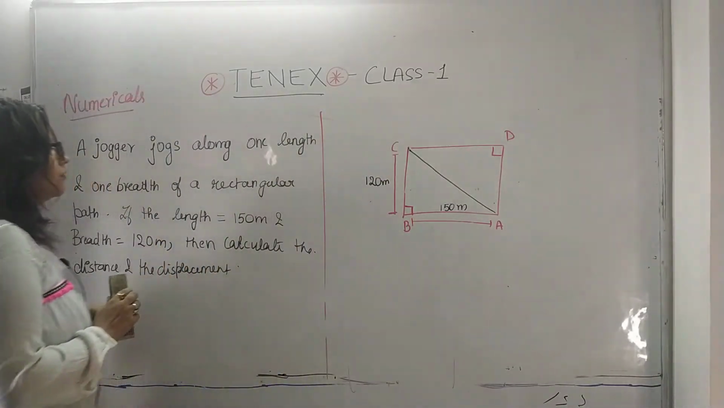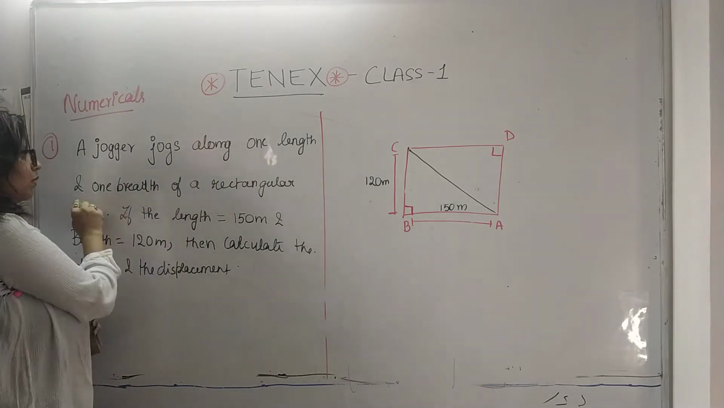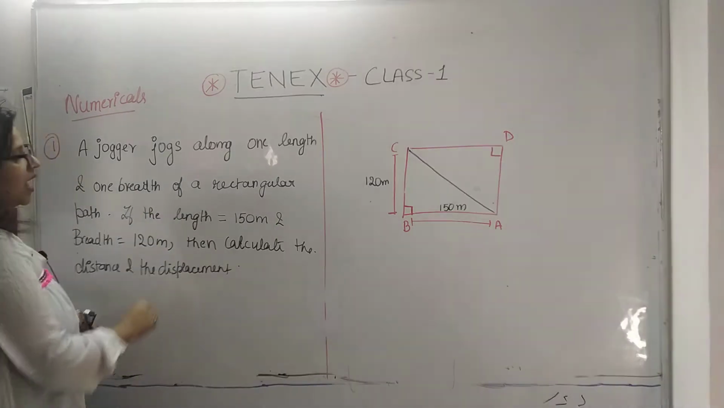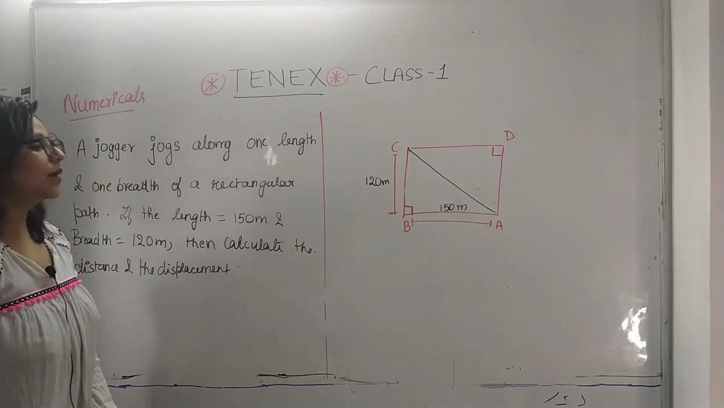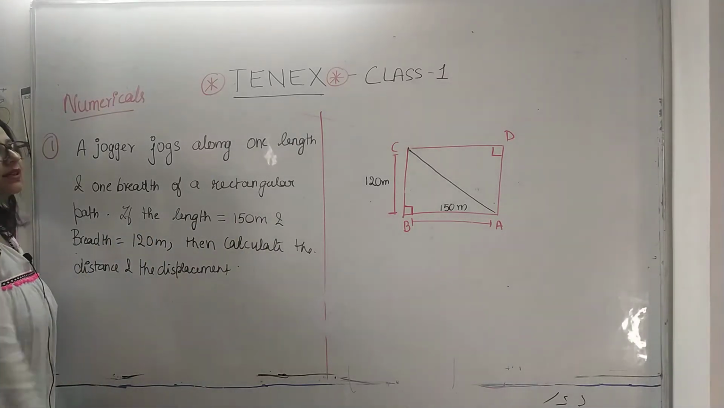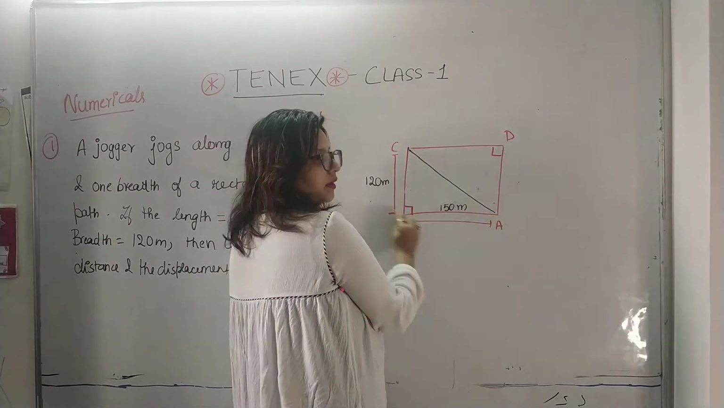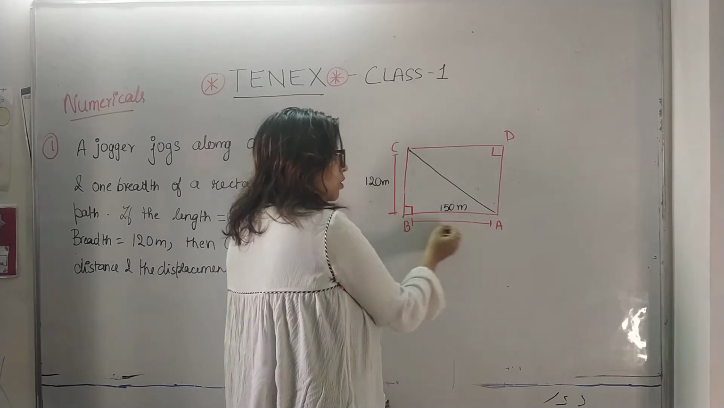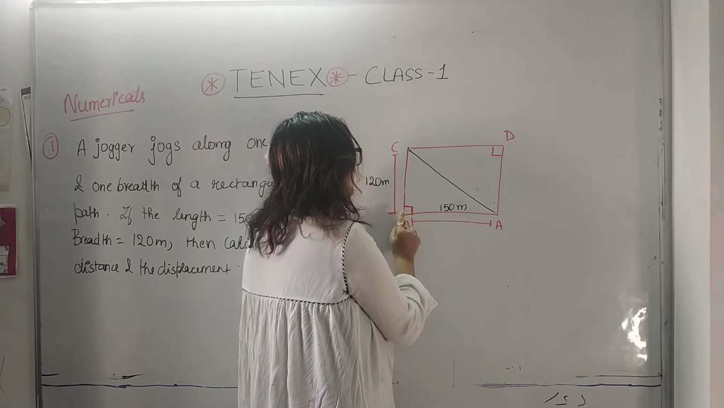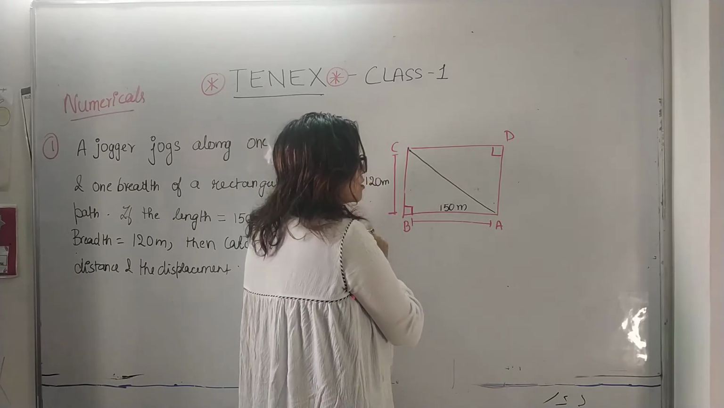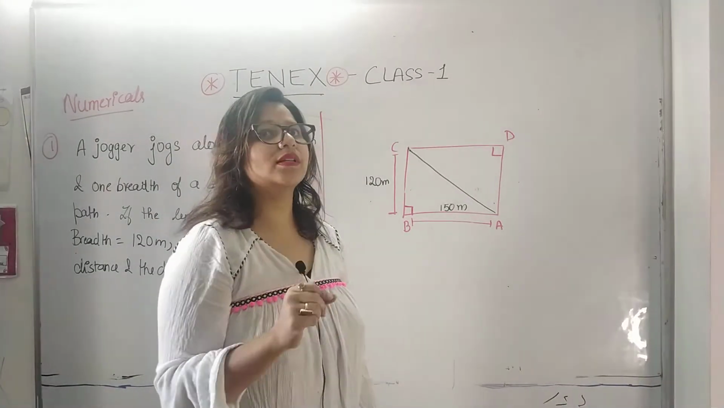Okay guys, so the first numerical that we are going to solve right now is that if a jogger jogs along one length and one breadth of a rectangular path, okay, and if the length of this path is 150 meters and the breadth of this path is 120 meters, then calculate the distance and the displacement. So guys, there is a jogger who jogs on this rectangular path, and he jogs for one length, that is from A to B, and one breadth, that is from B to C, okay. So now the questioner wants to know what distance he travels and what his displacement is, okay.